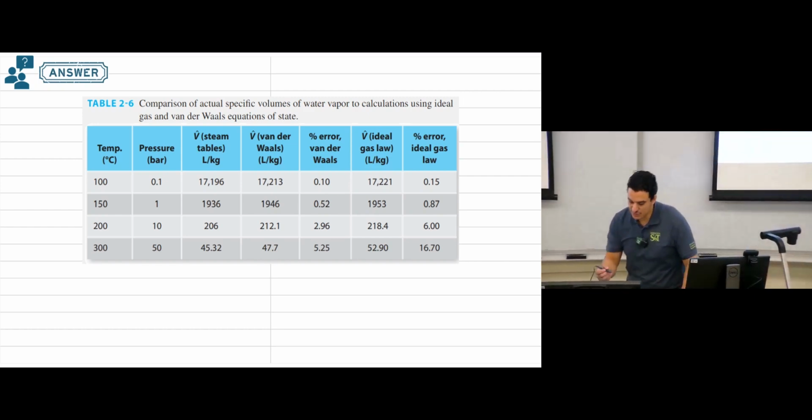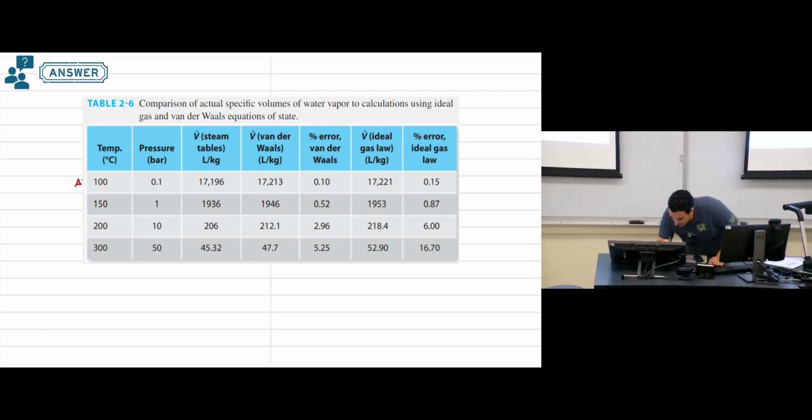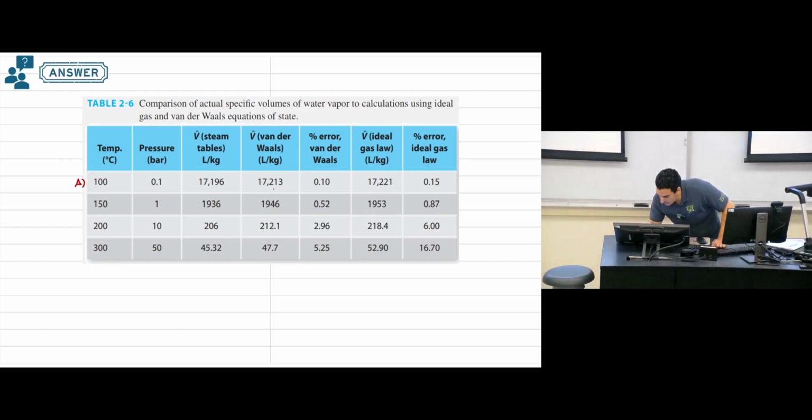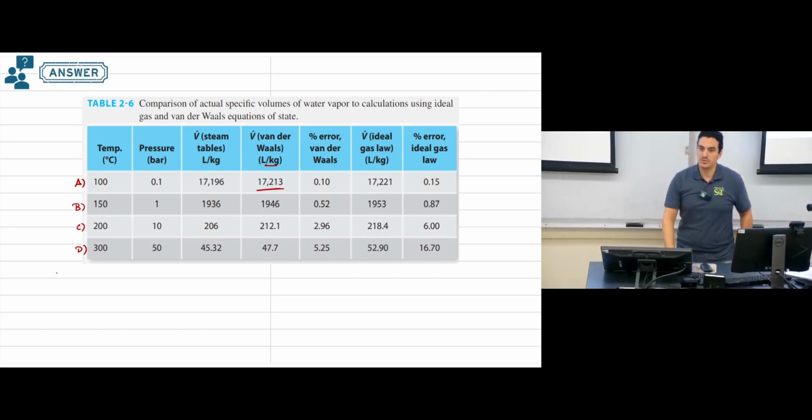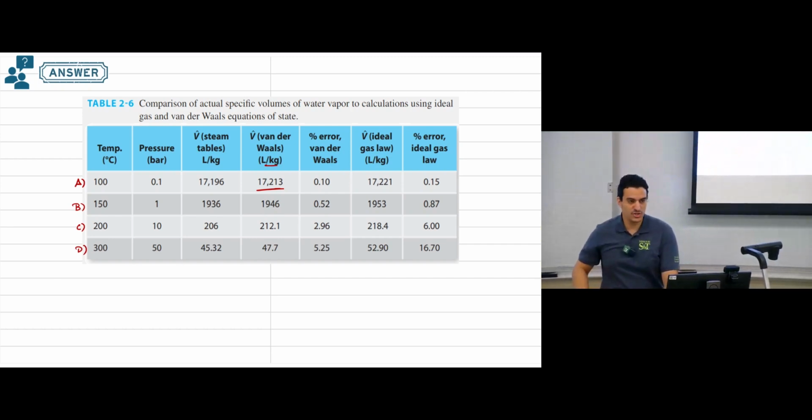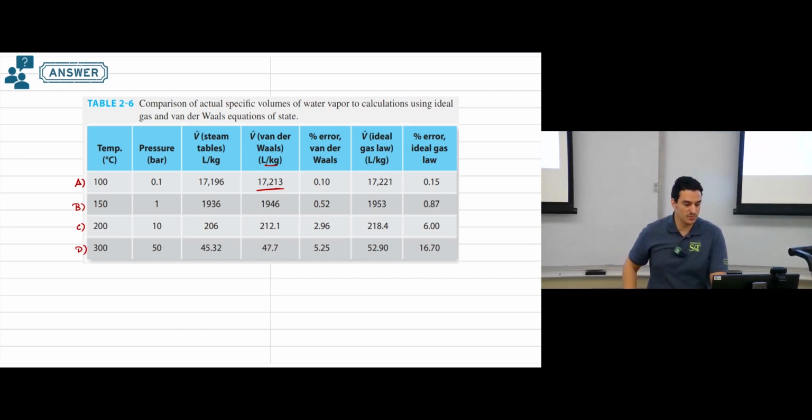So for the first condition, A, this will be the value of the specific volume in liter per kilogram. If you substitute with requirement B, we have this one. If you have C, if you have D, you can find the answers. Just direct substitution in the equation. Clear? Okay.